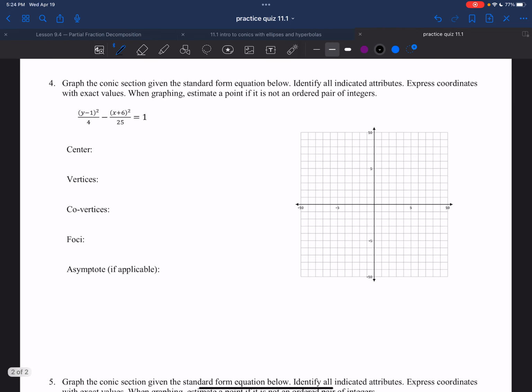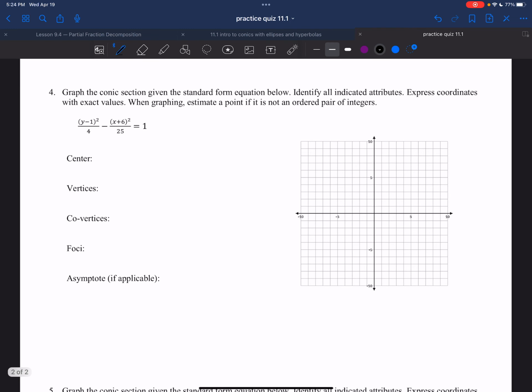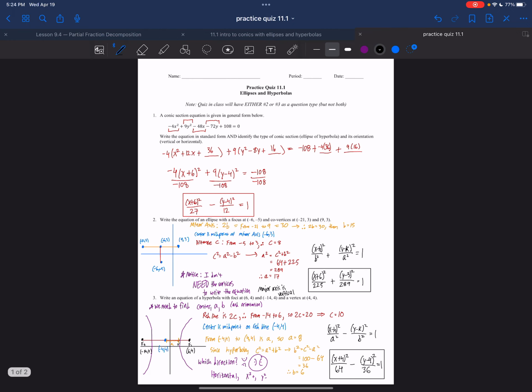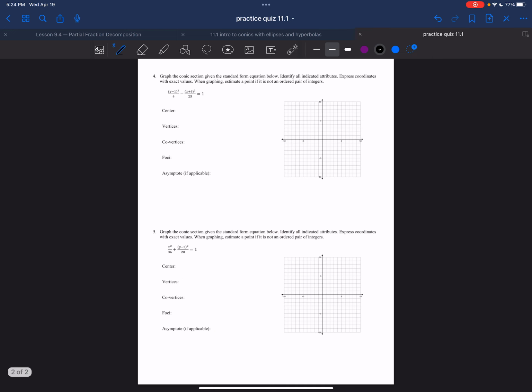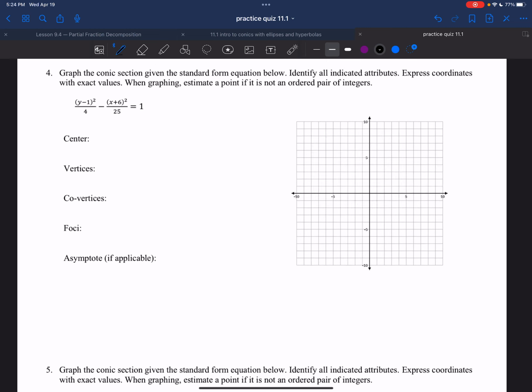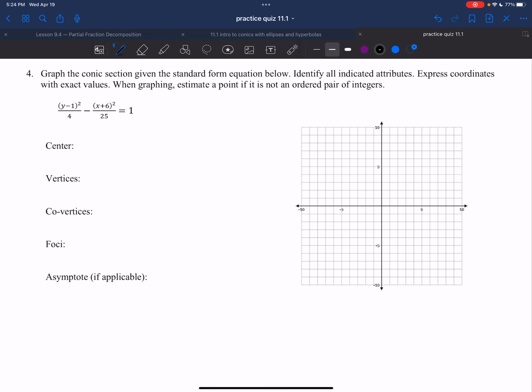Finally, number 4 and 5. This needs to be quick, because the majority of your time is probably going to be spent on completing the square and making sure you can write the equations. This graphing needs to be quick. Sorry, but it does.